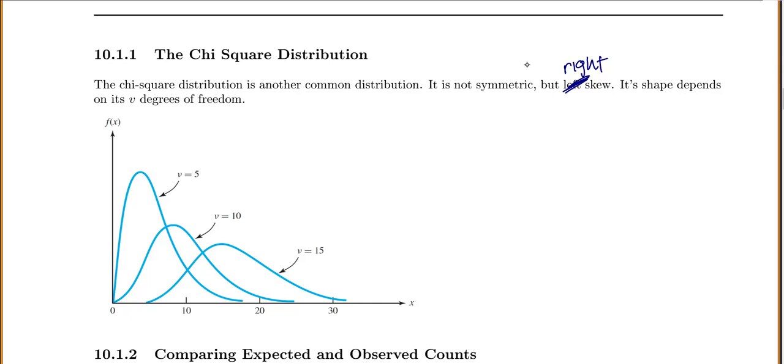And the shape depends on its v degrees of freedom. So you'll notice v equals 5 is very right skewed. V equals 10 starts to get a little more symmetric. V equals 15 gets a little more symmetric. But this never actually gets to where it looks like the normal distribution. It's not supposed to. It's a different kind of distribution.